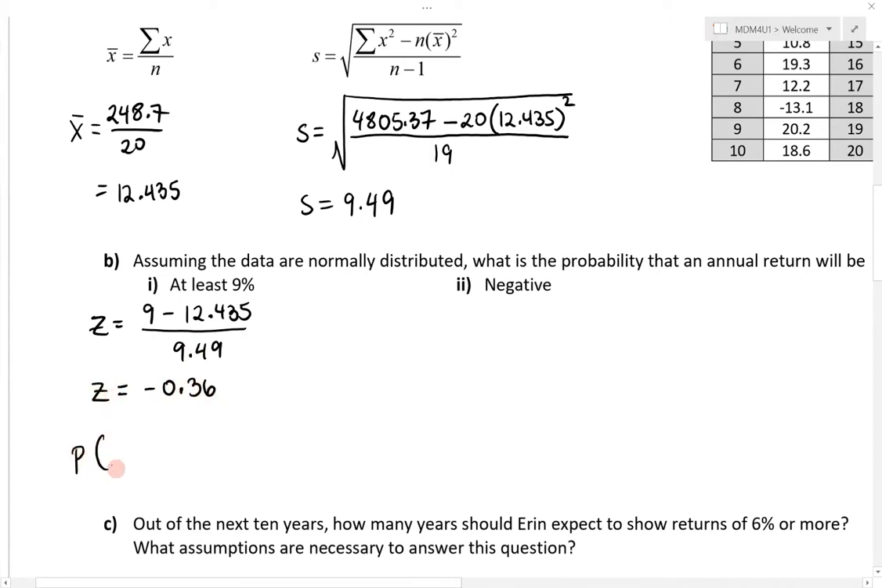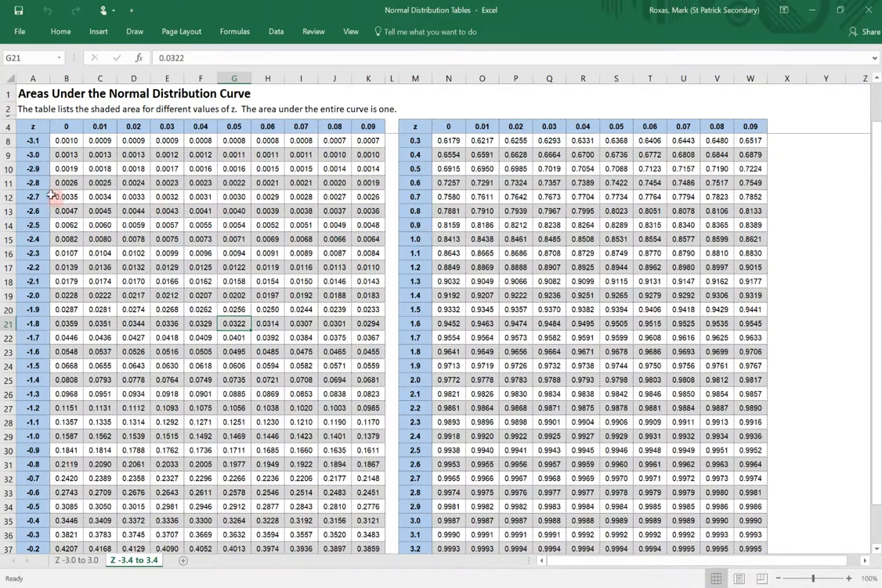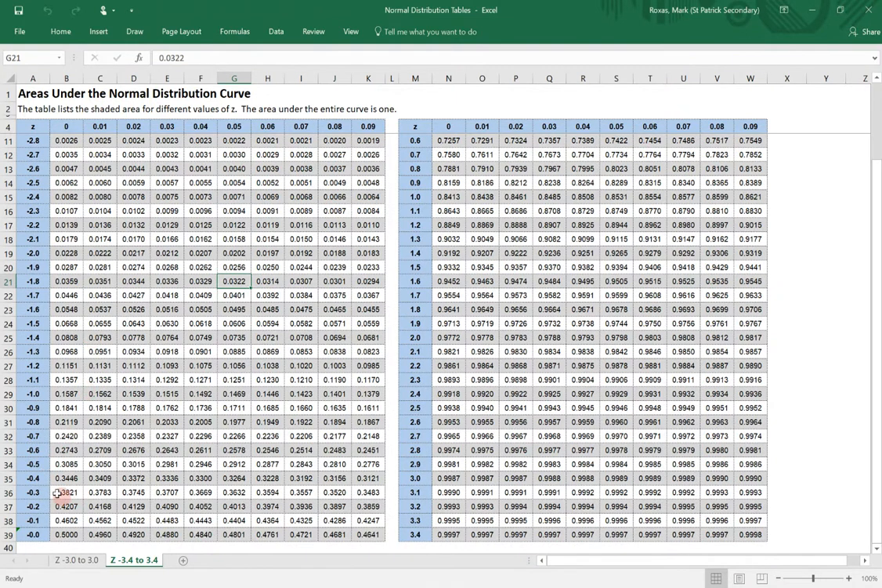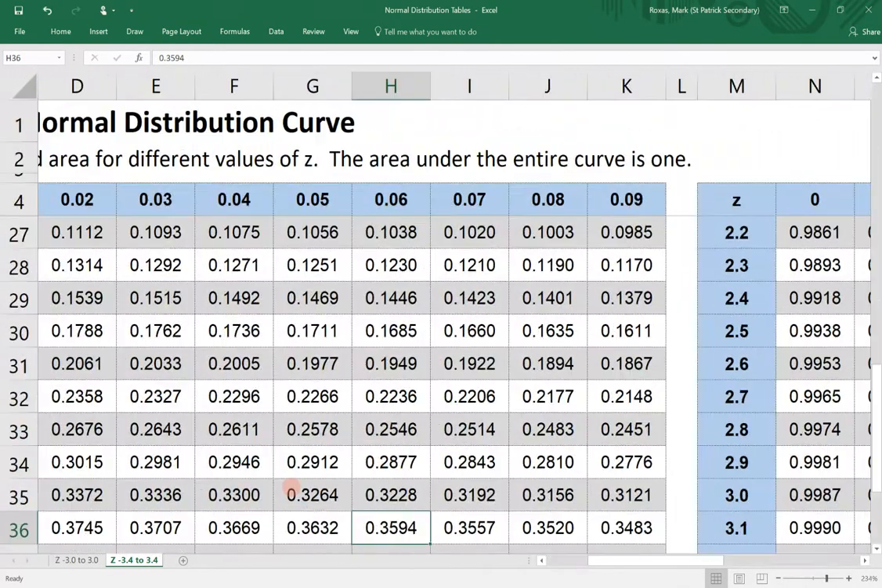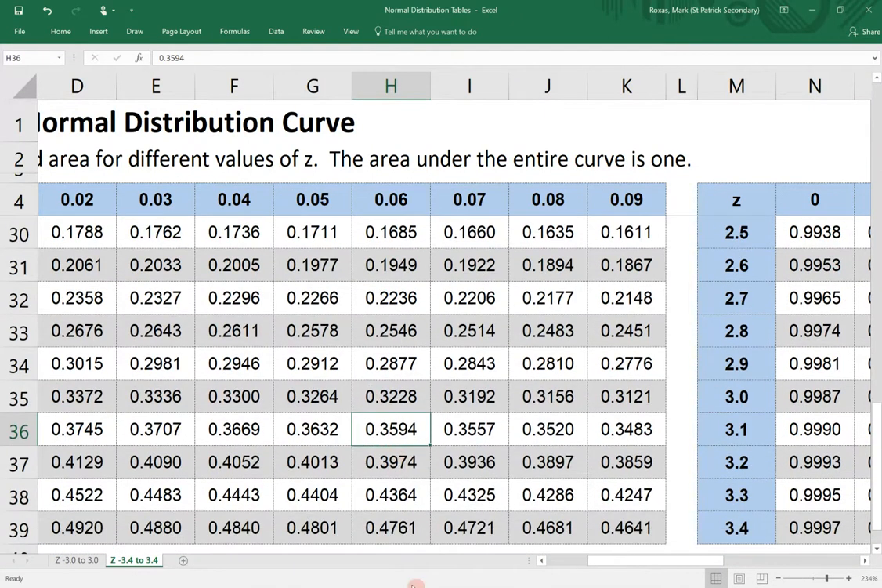So the probability that the annual return will be greater than 9 is equal to the probability that the z-score is at negative 0.36. If I go to a z-score table and find negative 0.36, here's negative 0.3 in this row. The column determines the second decimal place, so 0.06 is over here. Finding the intersection of the two gives me a probability value of 0.3594. So 0.3594, that one right there.